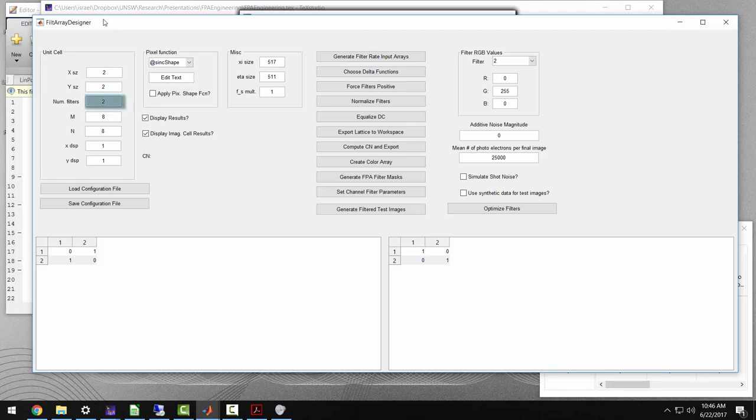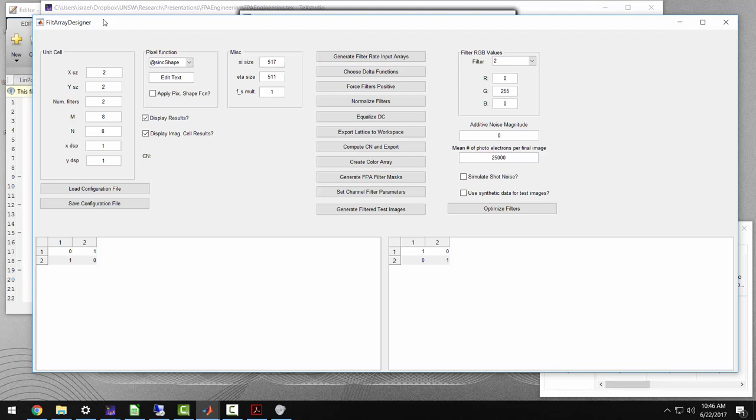The number of filters defines how many different types of filter elements you have. If it's polarization, you might have S0, S1, S2, S3. If it's color, you could have a red filter, a green filter, a blue filter, etc. It's initially set to 2, so something like just a red and green array or a blue and red array. M is the number of unit cells that are tiled in the X direction, and N is the number of unit cells that are tiled in the Y direction.